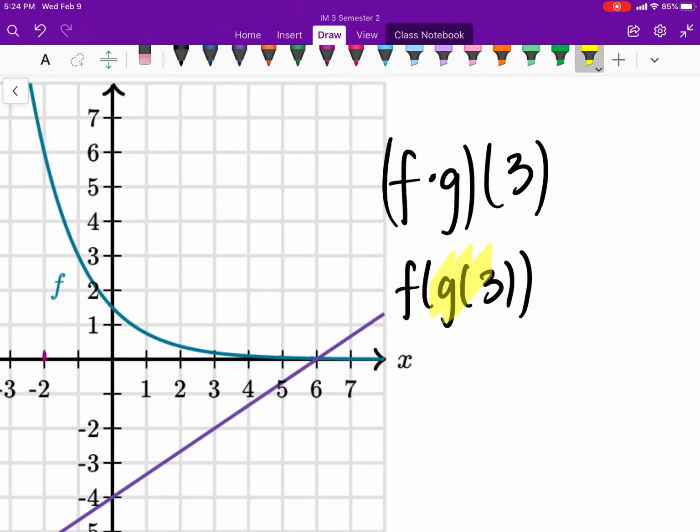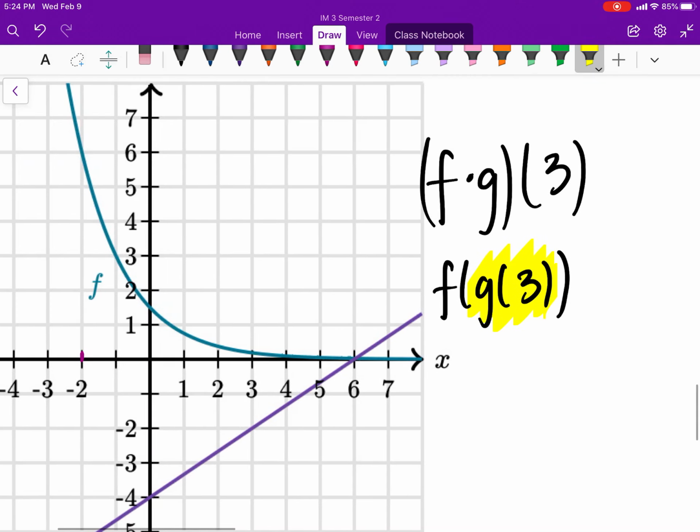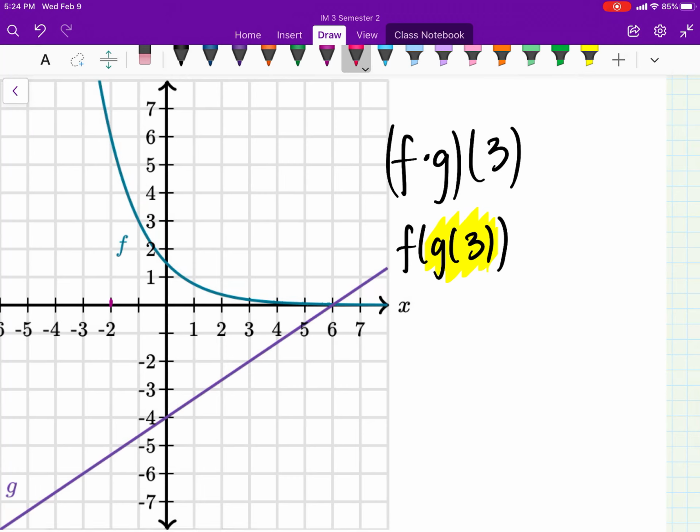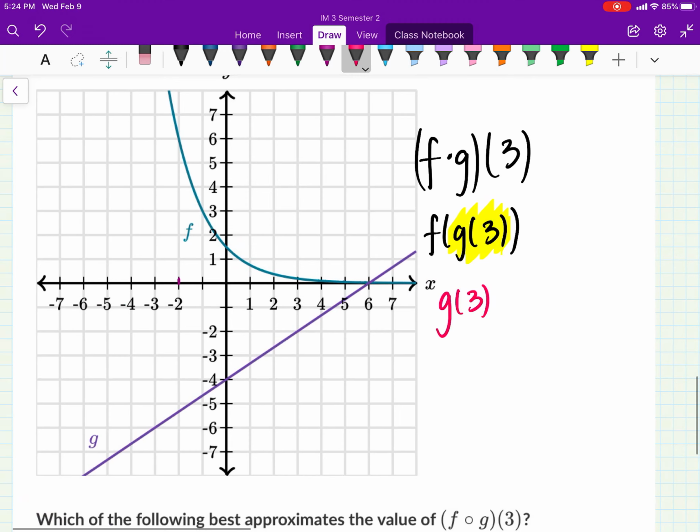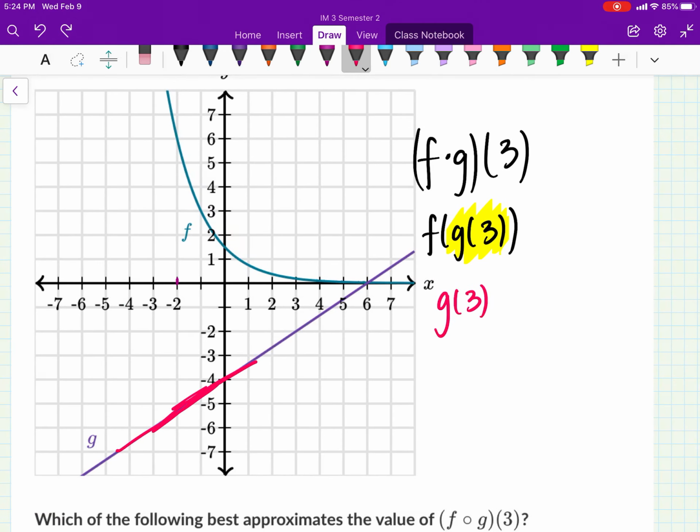Which means we're going to work inside out first with g of 3. Now, what g of 3 is telling us, guys, is that we basically have to go where x equals 3 and see where it meets our graph of g. G in this case is the line, the one in purple here. So x equals 3 here. So where it meets the graph is at negative 2. So our answer here is negative 2.